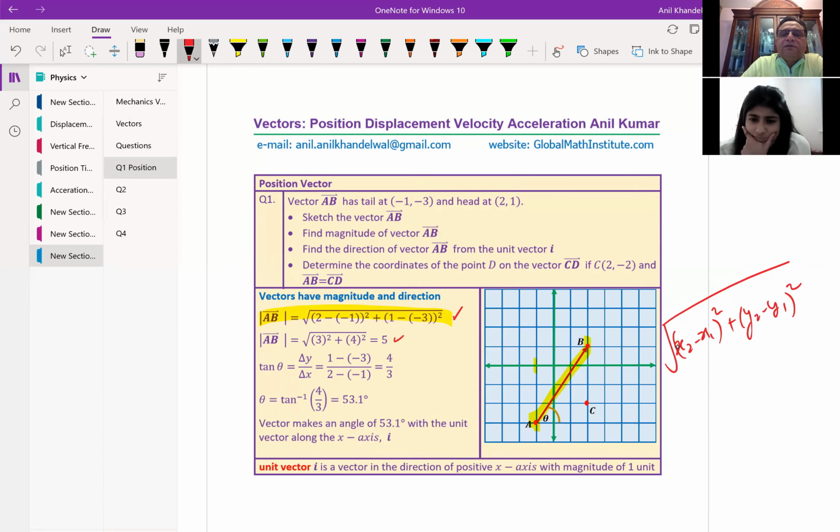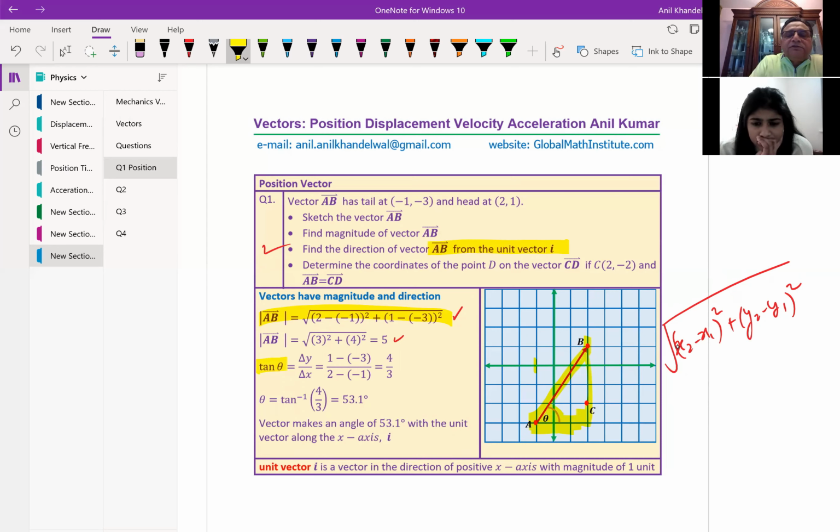To find the angle, which is the next part of it, in this case, we're saying find the direction of vector AB from the unit vector i. So this is very important. We have to find the direction from the unit vector i. It really means unit vector i will be in the direction of the x-axis. So you have to find the angle theta as shown here. Now clearly, we can actually think about this as a right angle triangle.